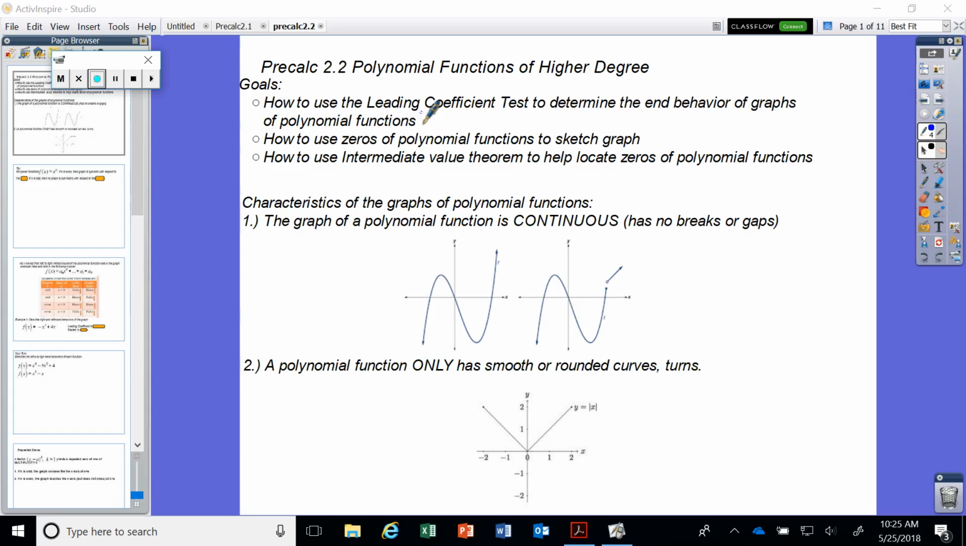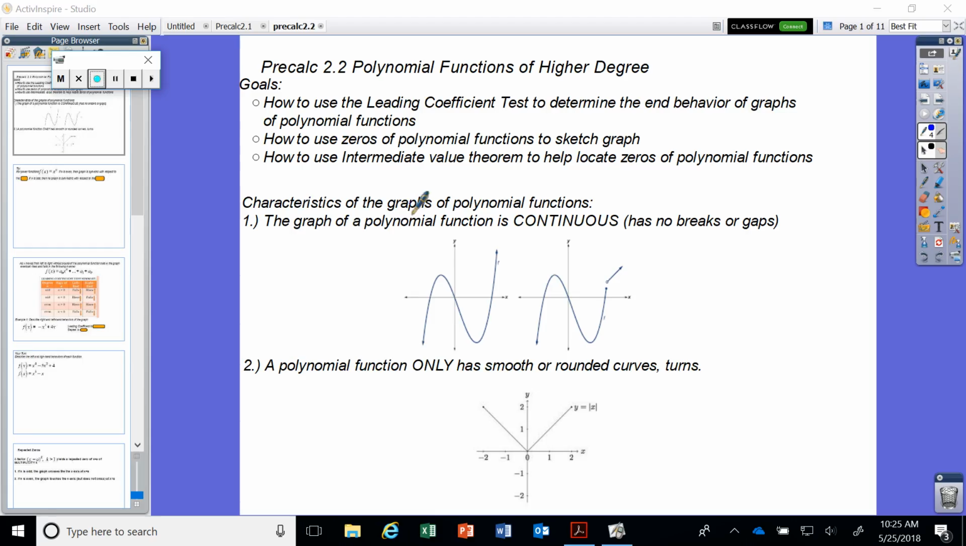We're also going to look into how to use zeros of polynomial functions to sketch graphs, and we're going to dive a little bit into what we call the intermediate value theorem. That's going to help us locate where the zeros, or solutions, of a polynomial function actually end up being.